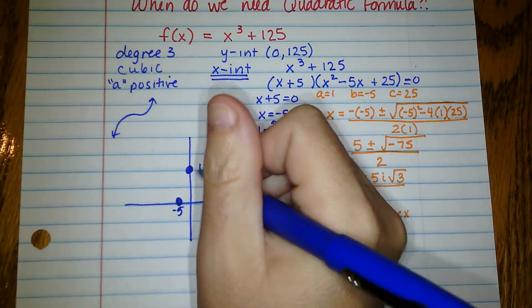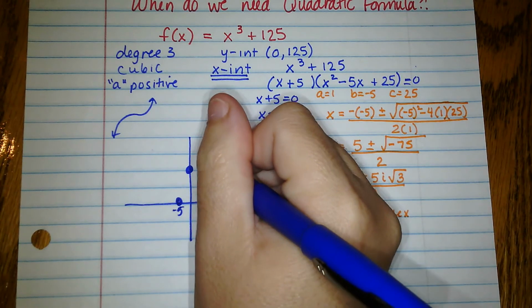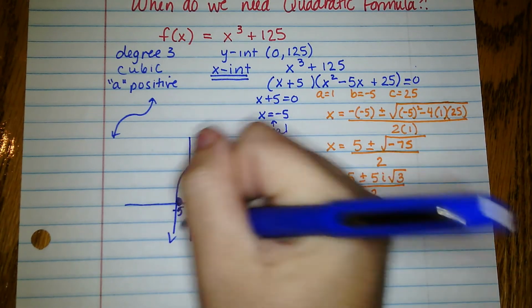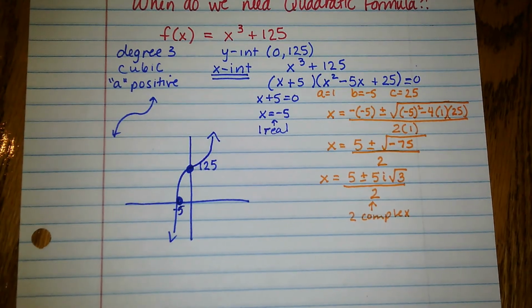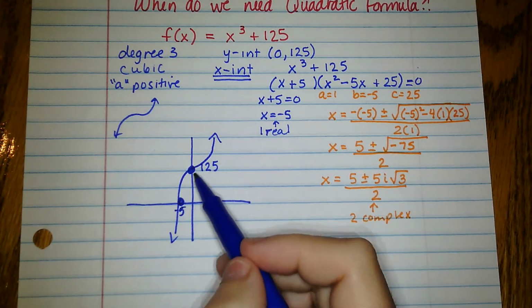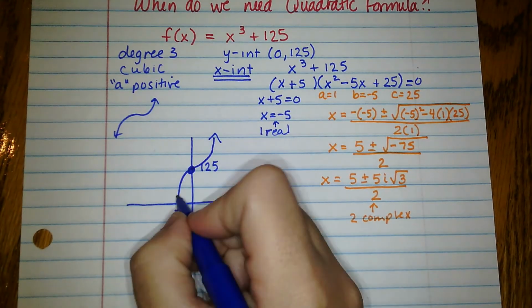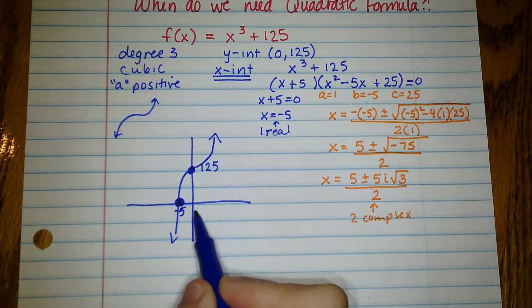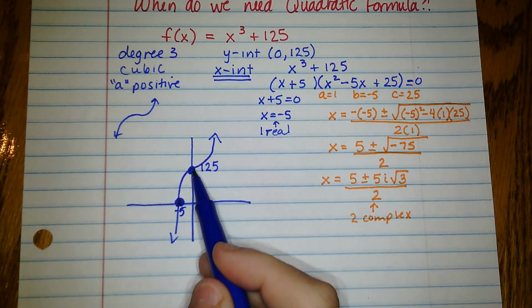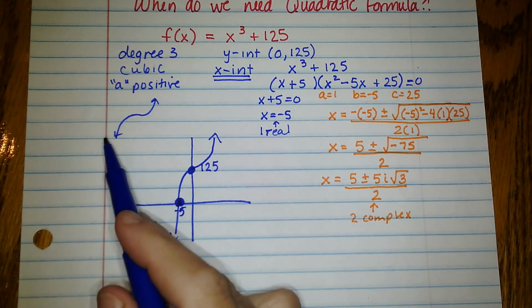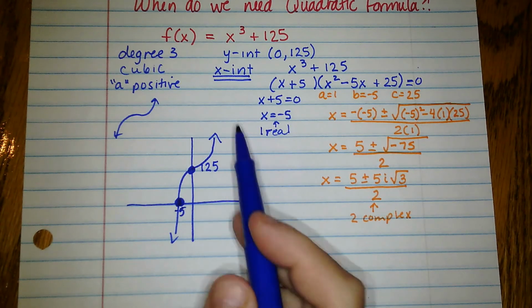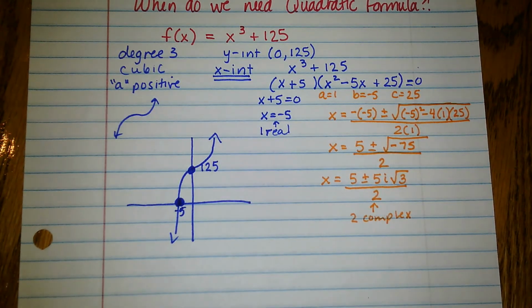It's going to look something like that. It's going to cross at -5, and it's going to cross at 125. It's got to look like this. It's got to come down, swirly, come up. And that's what it looks like.